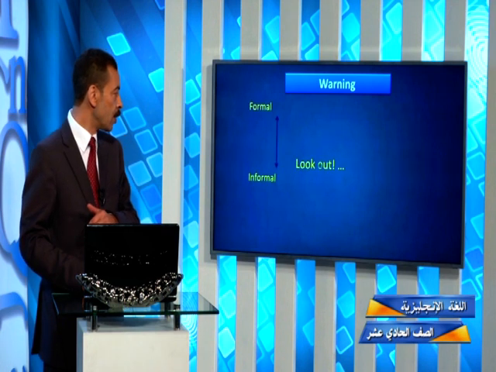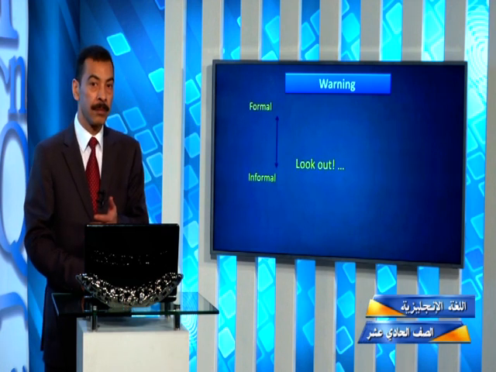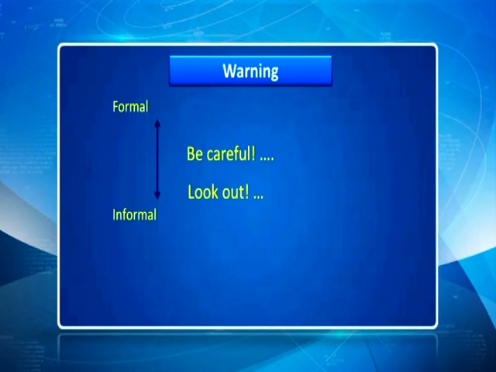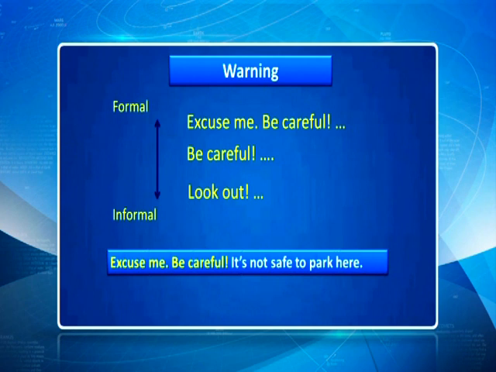Warning, if you want to warn, again you have choices between whether you want to be formal or informal. In informal English, you can say, look out to your friends or to your brother. But somewhat formal, be careful. And very formal, excuse me, be careful. And our example would be, excuse me, be careful, it's not safe to park here. Right? So this is a formal way of expressing warning.